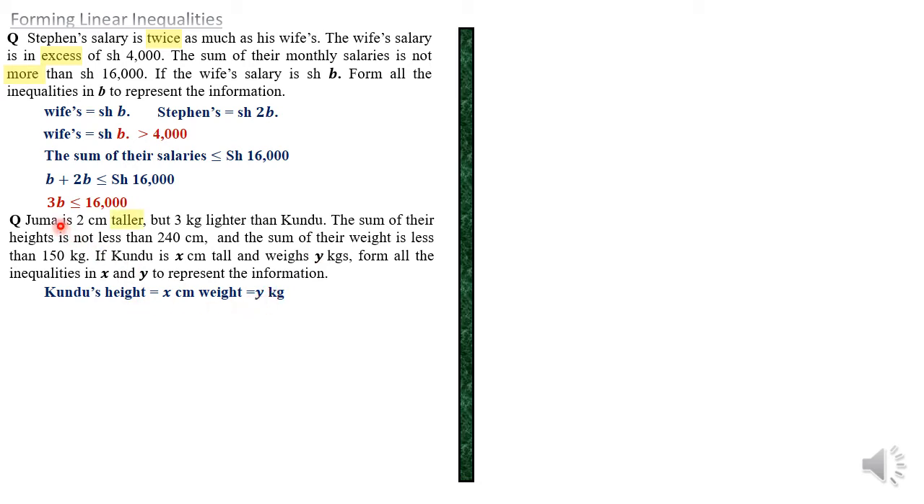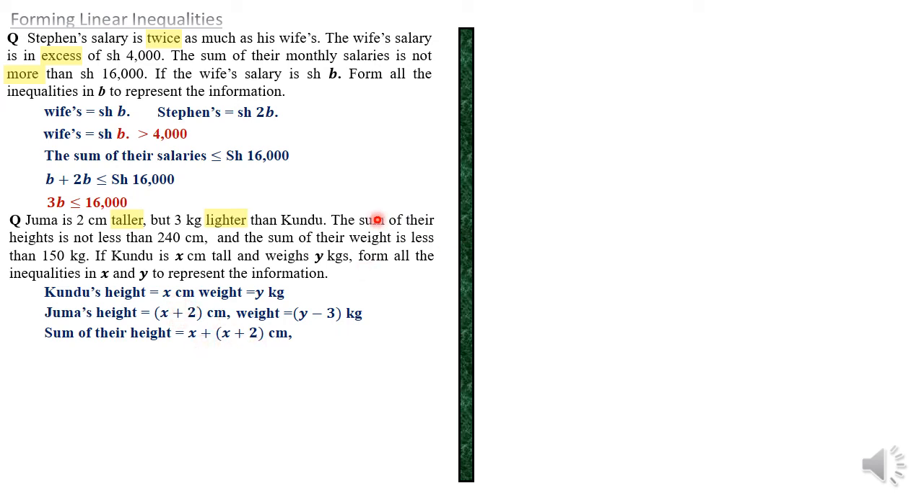We are told that Juma is 2 centimeters taller. That means we have an equation, not an inequality, that Juma is X plus 2, since it's just 2 centimeters bigger than this, so we have X plus 2 centimeters. And the weight, we are told Juma is 3 kilograms lighter than Kundu, so his weight is Y minus 3. So that it's 3 kilograms less than that of Kundu. Having thus said, we now go to the next part. The sum of their heights is X plus X plus 2.